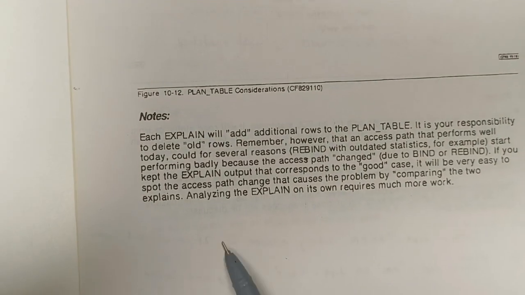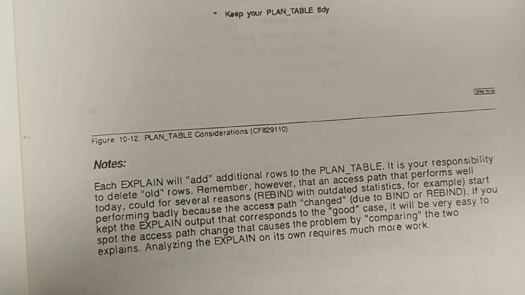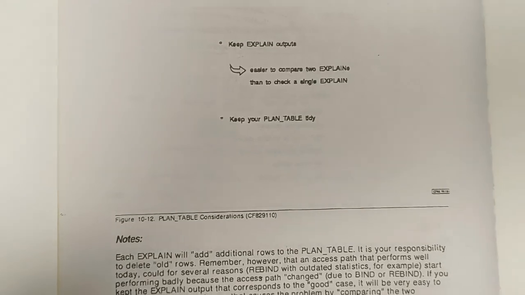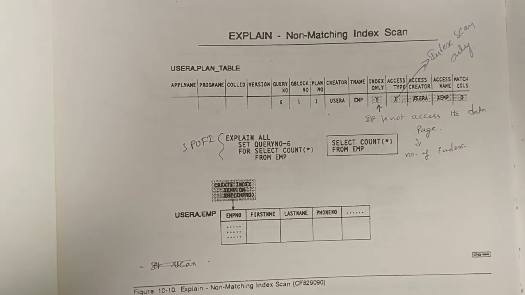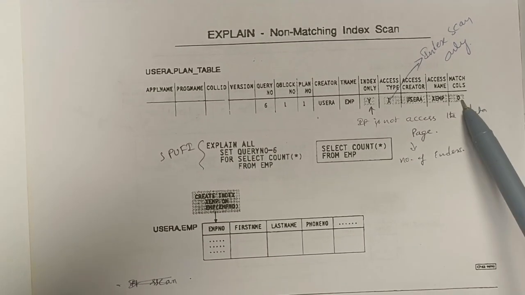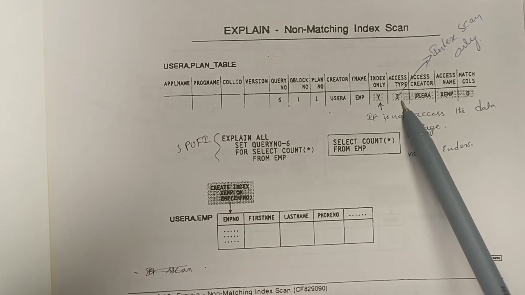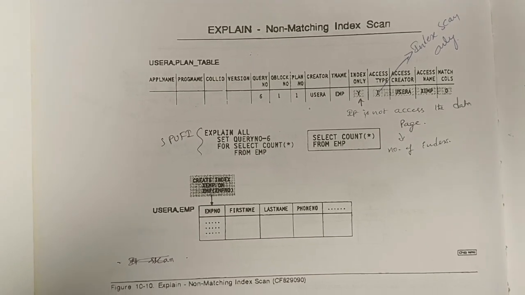That's all, friends, for explain. Basically we have to use the explain command while doing the bind option, explain yes, so it will increase the performance of your query. Along with that, inside the plan table we have to look for match columns as 1 and index type as I, access type as I. It is a small topic.